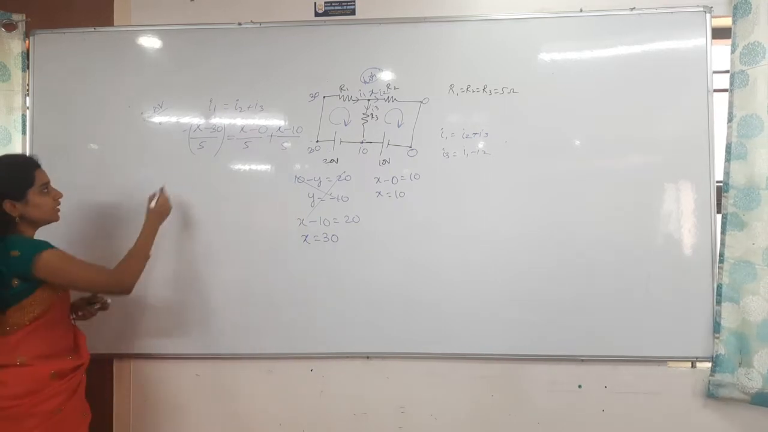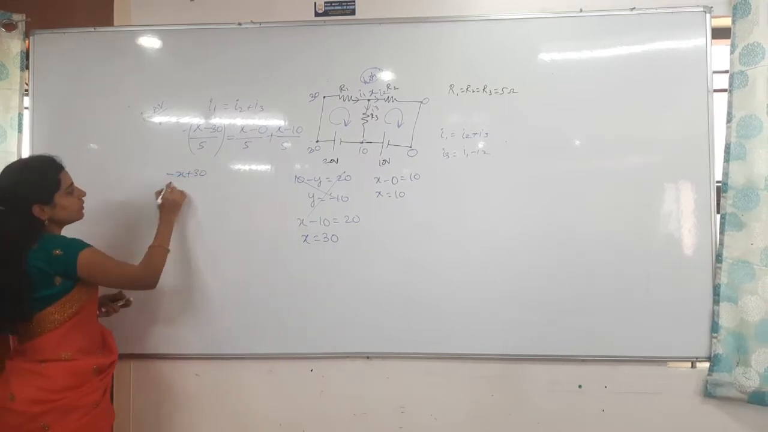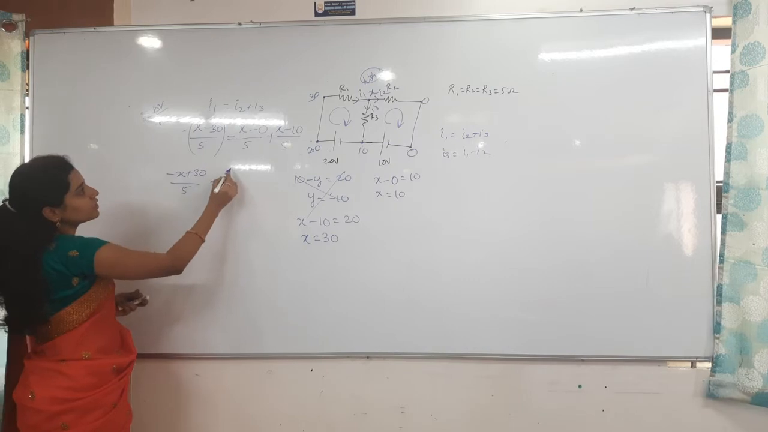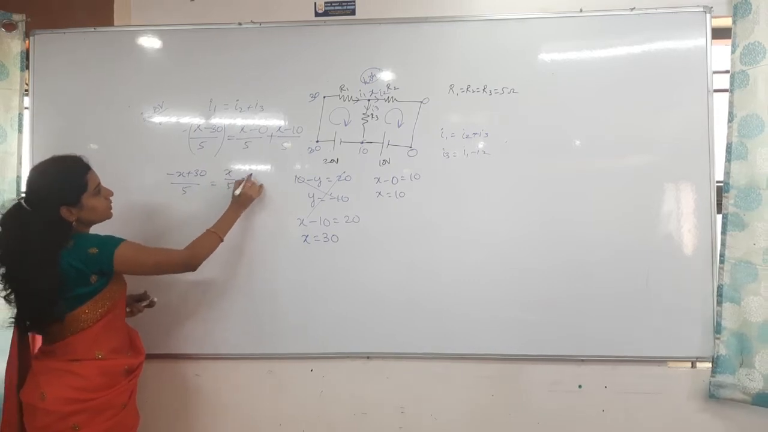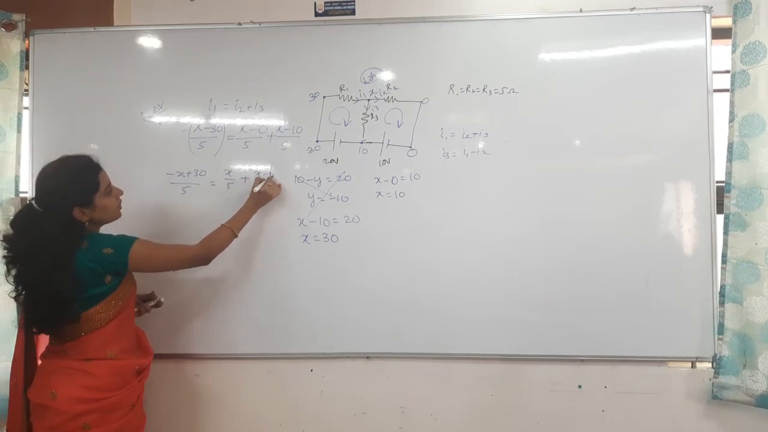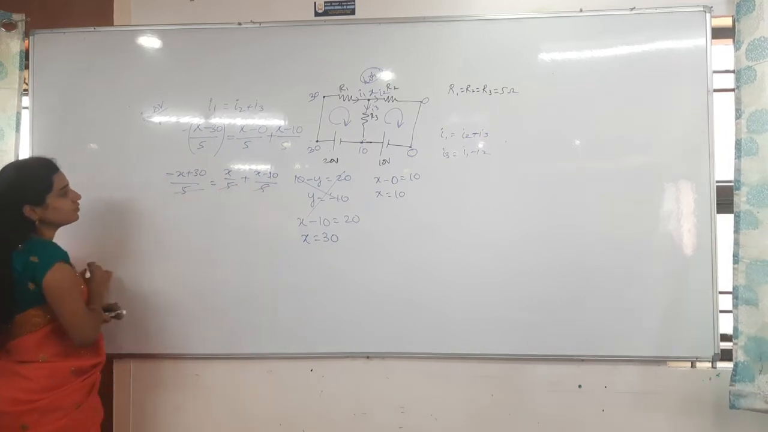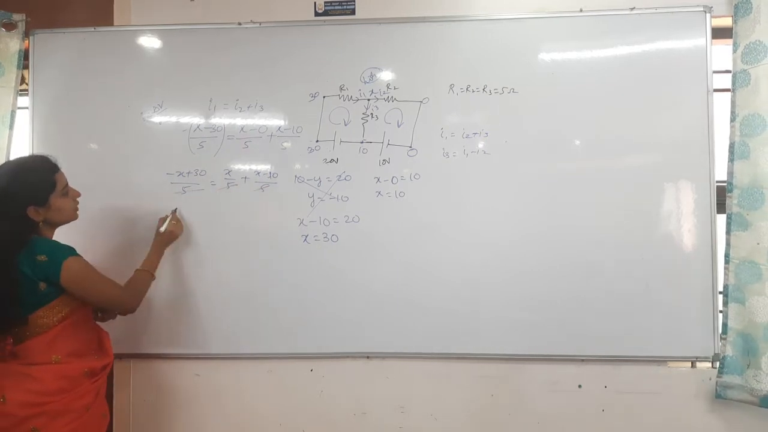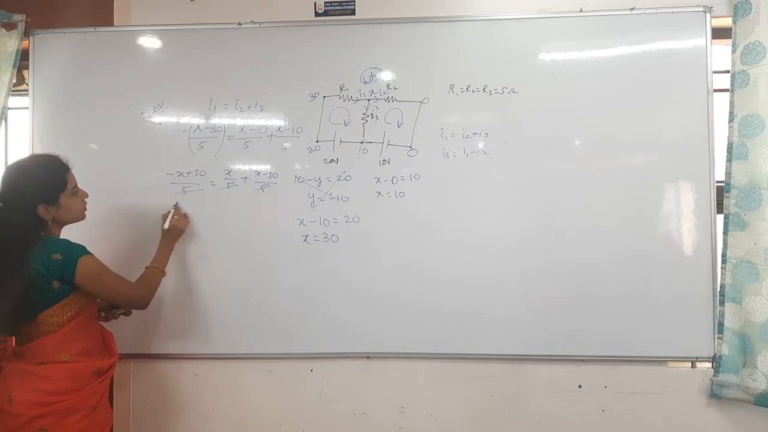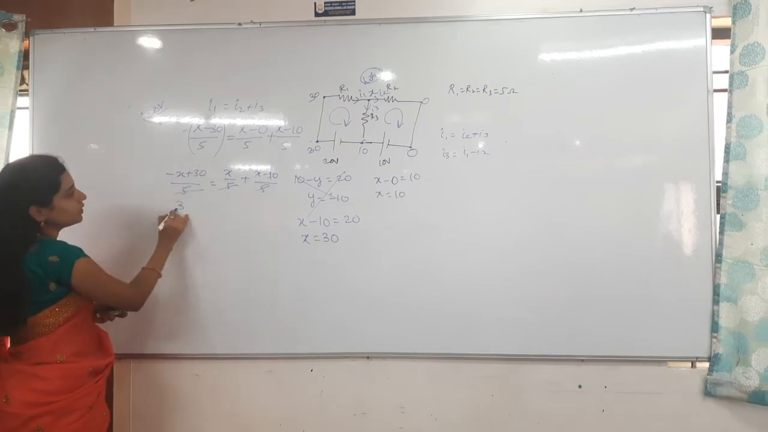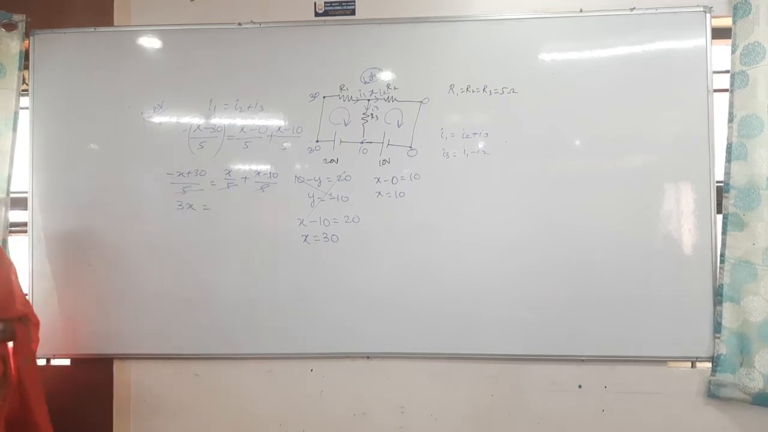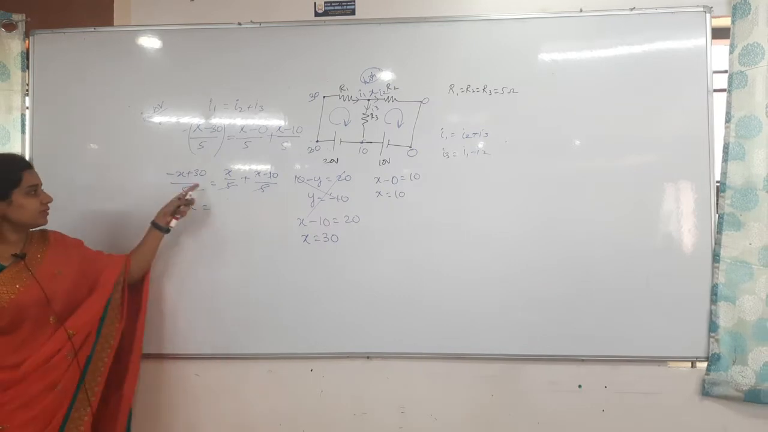What is the answer you will get here? Minus x plus 30 divided by 5 is equal to x by 5 plus x minus 10 by 5. 5 gets cancelled everywhere. Then what is the answer you will get here? 2x, no? This one is 2x and then this is going that side, nothing but 3x. 3x is equal to what will we get?